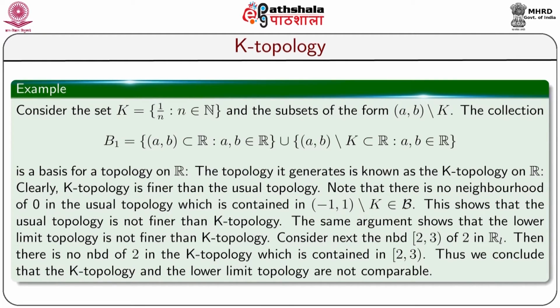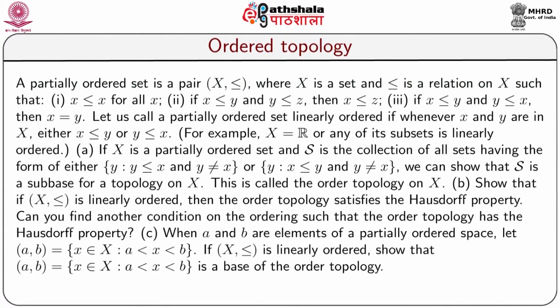Consider next the neighborhood [2,3) of 2 in the lower limit topology. Then there is no neighborhood of 2 in the K topology which is contained in the semi-open interval [2,3). Thus, we can conclude that the K topology and the lower limit topology are not comparable, that is, neither is contained in the other. Next, we give an example called the order topology.